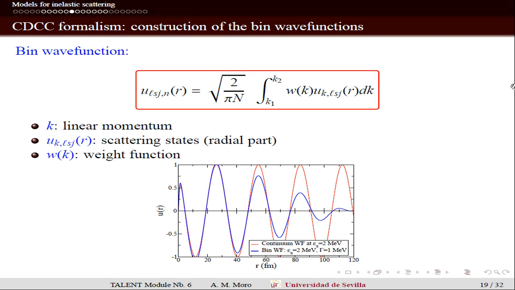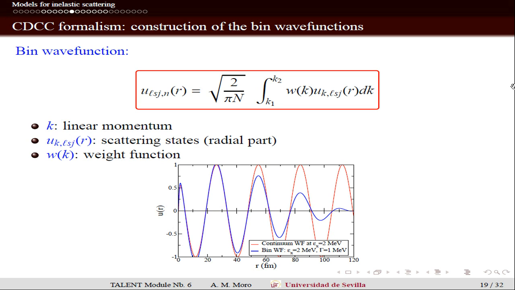So this is the comparison between a continuum wave function for the deuteron at 2 MeV. This is the red line that oscillates up to infinity, and this is normalized so that at large distances it oscillates between 1 and -1. So this is a sine or a cosine or a combination of the two. And the blue one is the bin wave function.